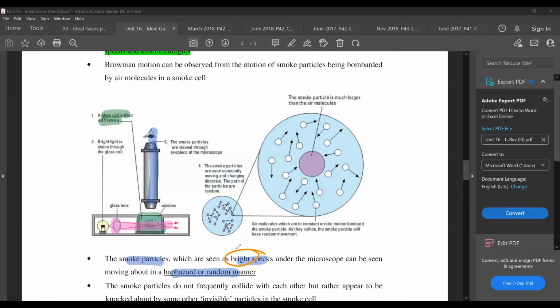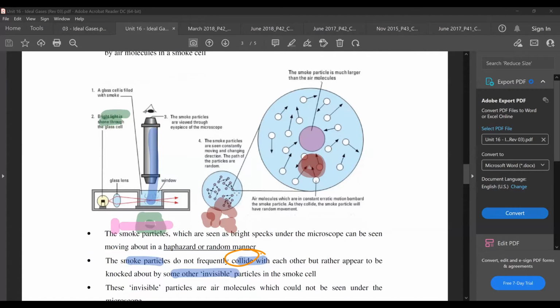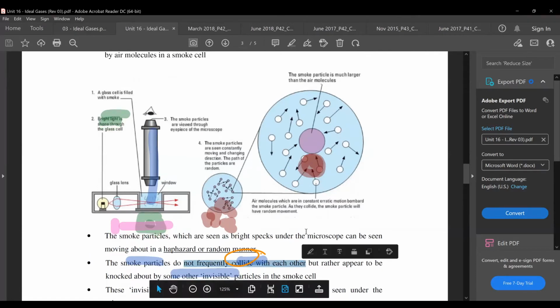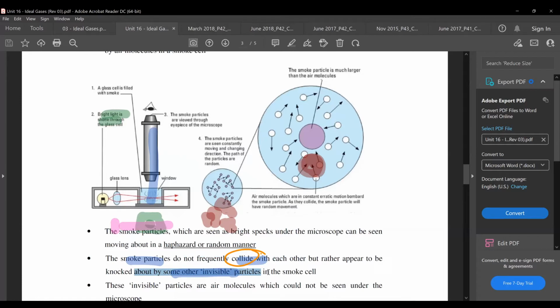When they looked at the smoke particles, this big thing here, what they saw was that the smoke particles move about in a random, haphazard manner, like the ones shown in your diagram right now. So why does the smoke particle move like that? Why is it moving in a haphazard and random manner? They say the smoke particles move like that not because they were colliding with each other, but rather because they were being collided upon by some other invisible particles inside the smoke cell.